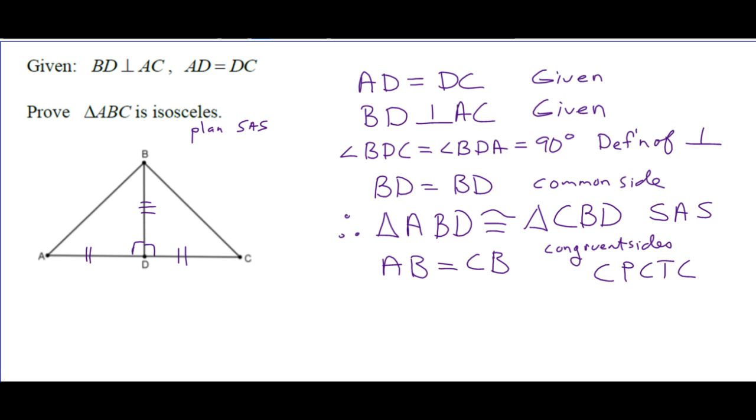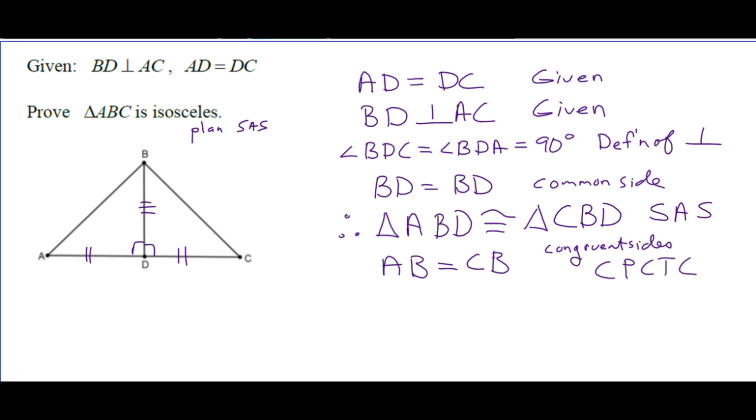Okay. So sometimes we use this CPCTC, right? Congruent parts of congruent triangles are congruent. Okay. So that applies to angles. You can use that as soon as I've made this statement here, I can say AB is the same as CB. I can say AD is the same as CD. I can say BD is the same as BD.